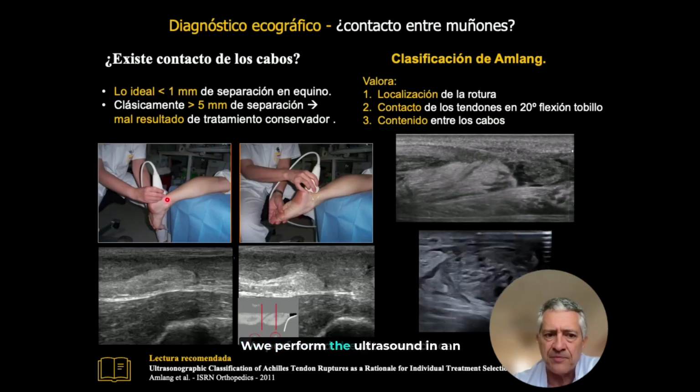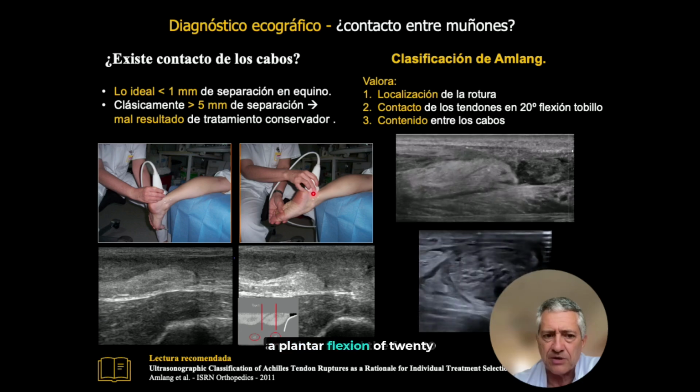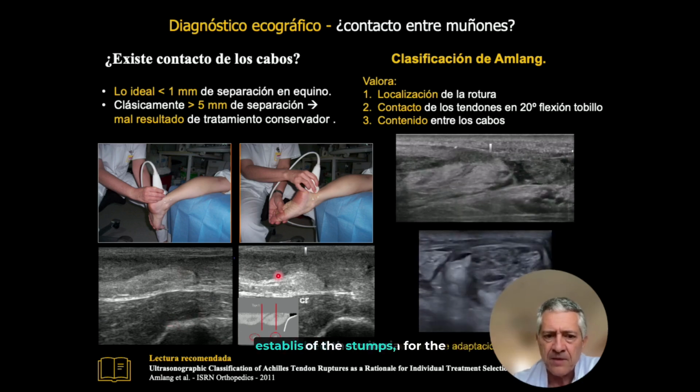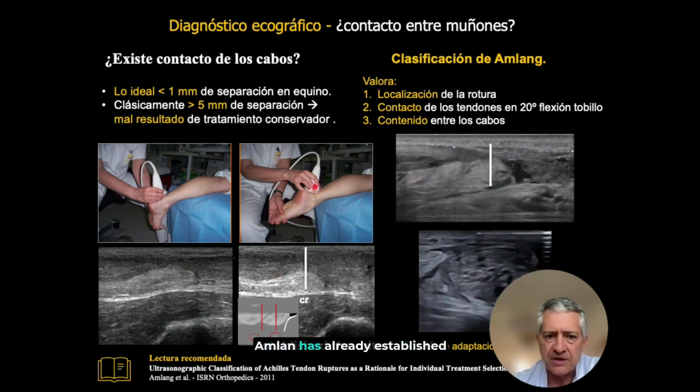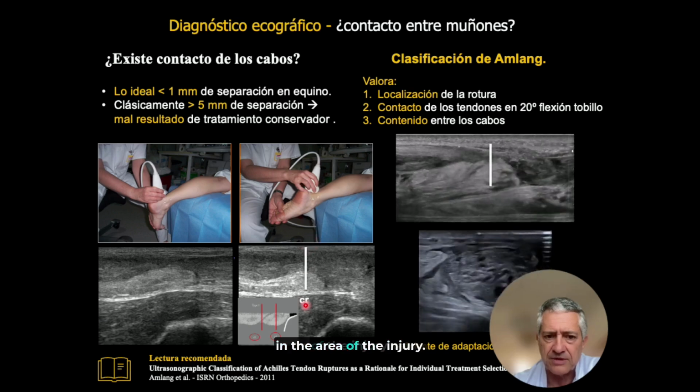Thus, we perform the ultrasound in a normal position and then move to a plantar flexion of 20 degrees to observe the behavior of the stumps, and in this regard Amlan has already established the criterion of the section in the area of the injury.